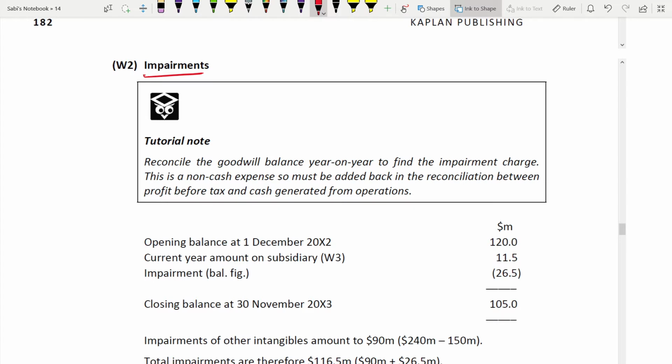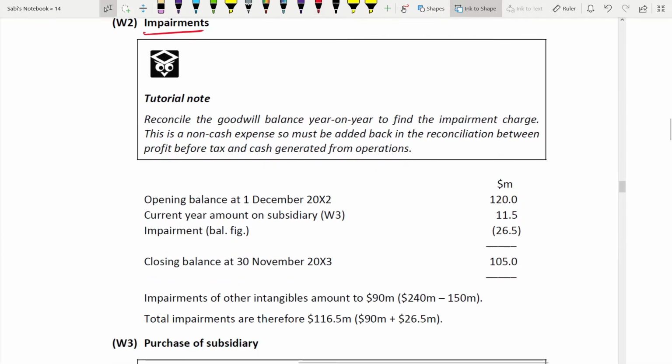Next. So how do you do that? The starting place is opening and closing balance. Okay, you start with opening balance, you end with the closing balance. Opening balance will be at 1st December, closing balance will be 30th November 2003. Then impairment is usually the balancing figure. Then we have the current year amount on subsidiary. What is the current on subsidiary? For that we need working 3. Under the working we need another working.